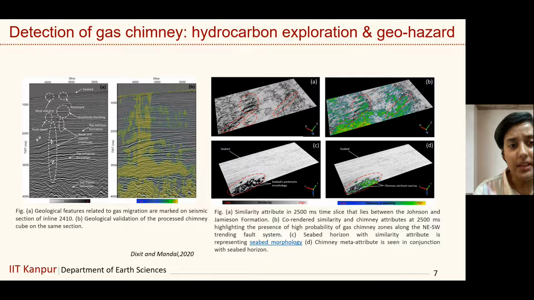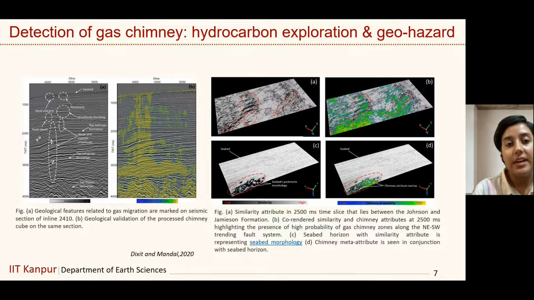So in this study, we applied a multi-layer perceptron neural network, which is an artificial neural network. And with that network, we fed some seismic attributes which are prone to enhancing these kinds of signatures. So with the help of that neural network, we were able to mark the gas chimney or the flow of gas migration pathways.